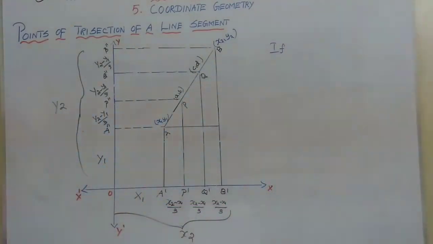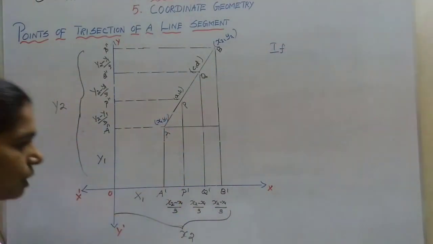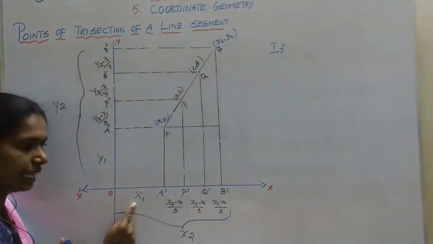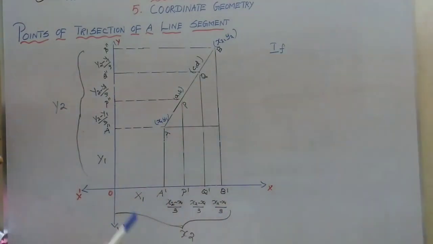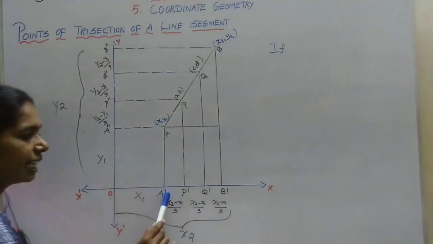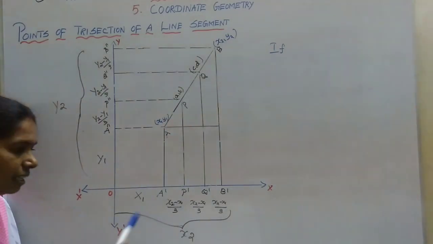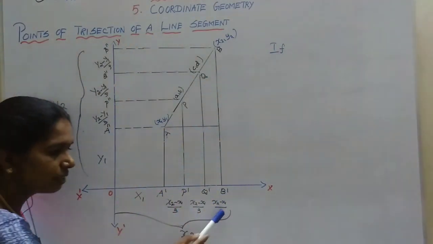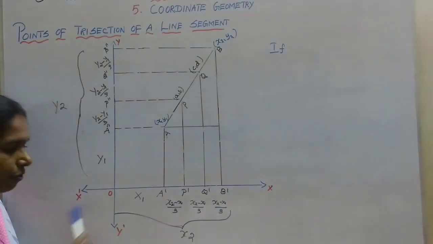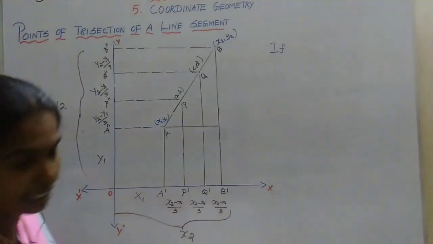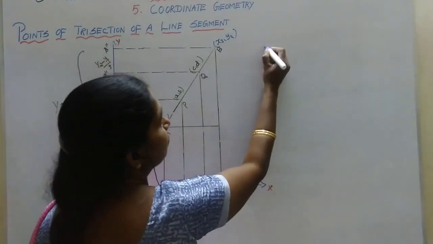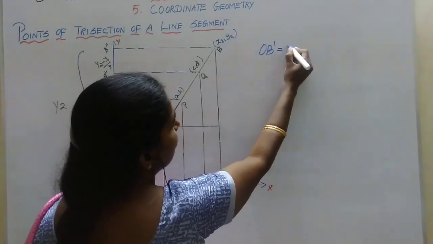If P is a point A comma B, then what is this A? What is the distance of A? Here X1 is the length and OB dash, the full length, is X2. And now X1 is OA dash, so A dash B dash is equal to how much length? From A dash to B dash, we will get X2 minus X1. Full length is X2, that is OB dash is X2. Understand here?